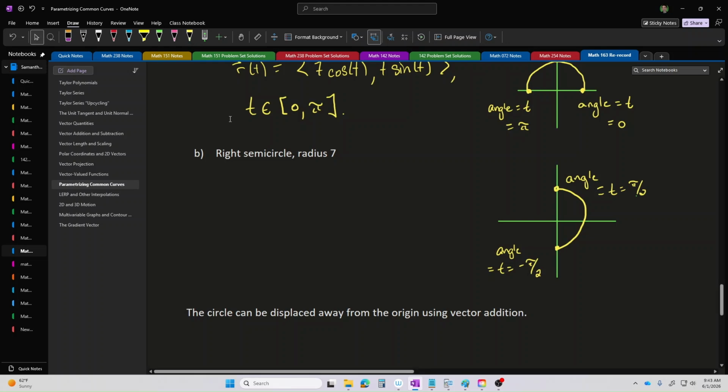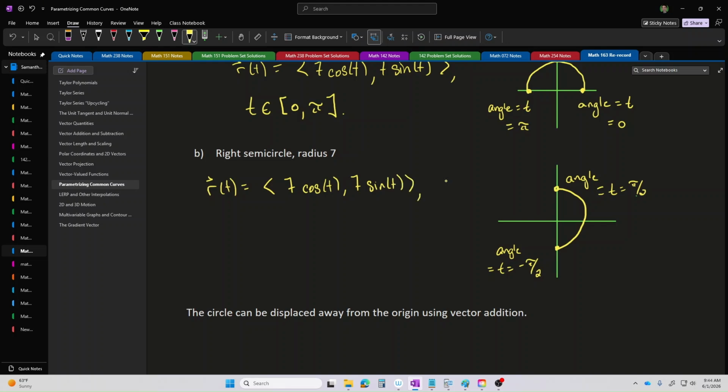Then as t increases from the angle negative 90 degrees to the angle positive 90 degrees, as t increases from this lower value to this higher value, I'm generating every single point on this right half of the semicircle. So my parameterization for this shape would just be 7 cosine of t, 7 sine of t for t's between negative pi over 2 and pi over 2 radians.